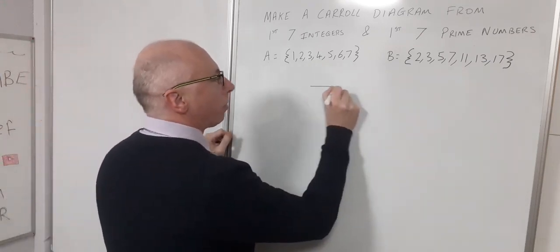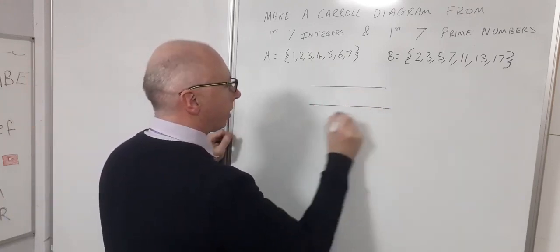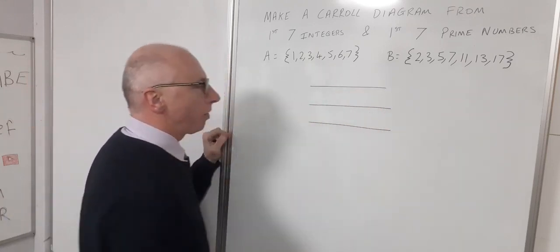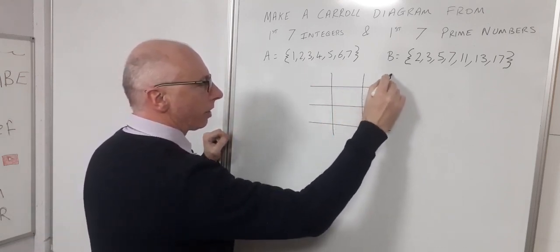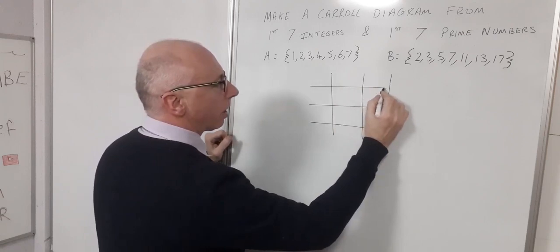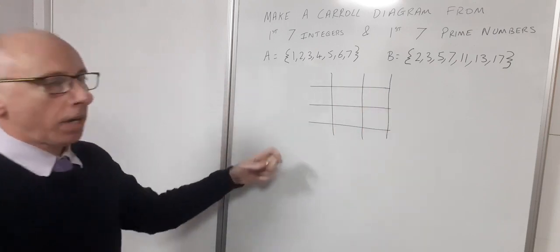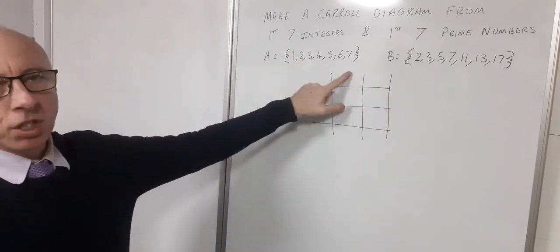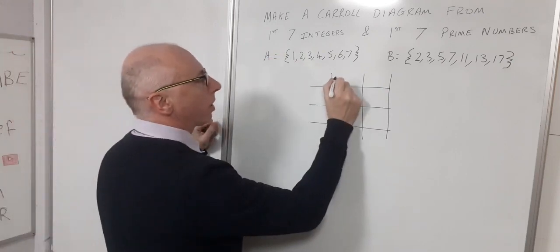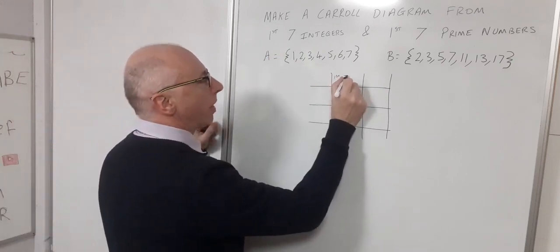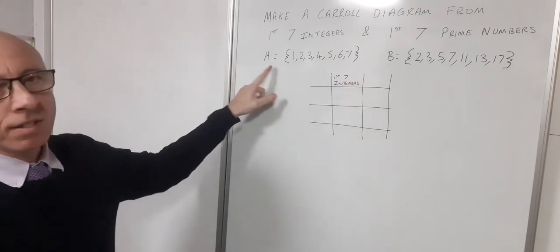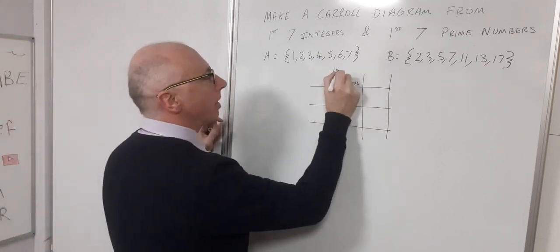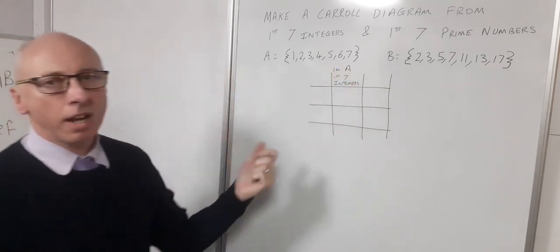So I will draw my box like this. So I'll have my information going along there and my 2 bits down about there. Okay, so my first 7 integers, I'll put that there like that, first 7 integers, and then above that I'm going to write in set A. So this is in A. So I'm just going to write it like that for now.